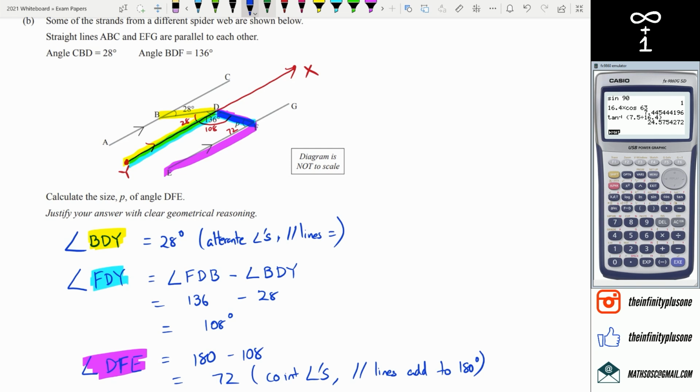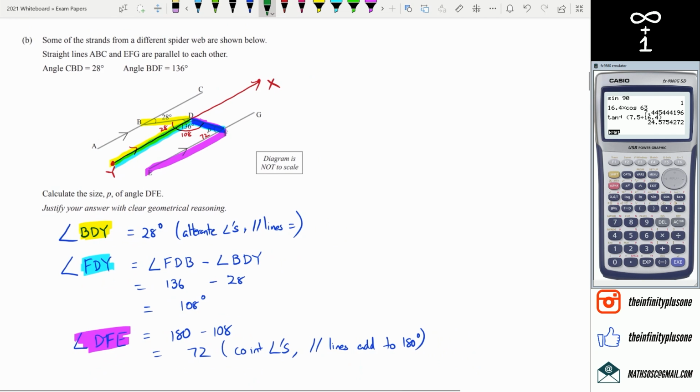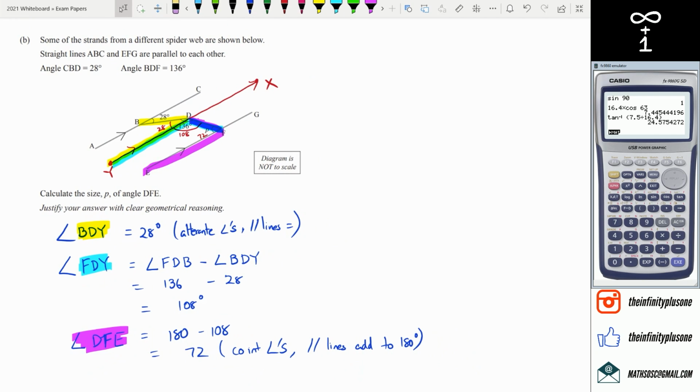Okay, so grades wise, we are looking at getting the final answer with at least one valid reason to get you a merit. If you just get the correct angle, so if you just get 72, then you get an achieved. Or if you show one of these steps to get to the answer, you could also get an achieved. Okay, so let's go to the next question.